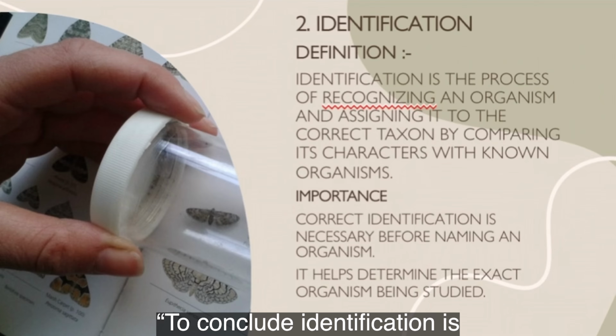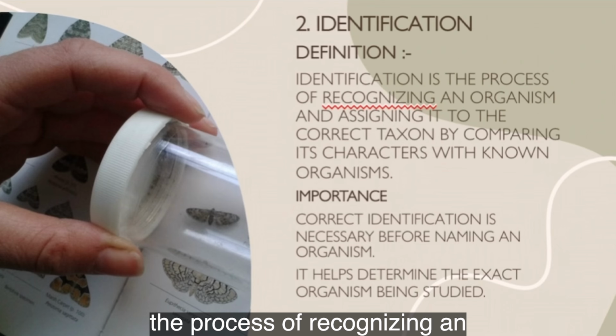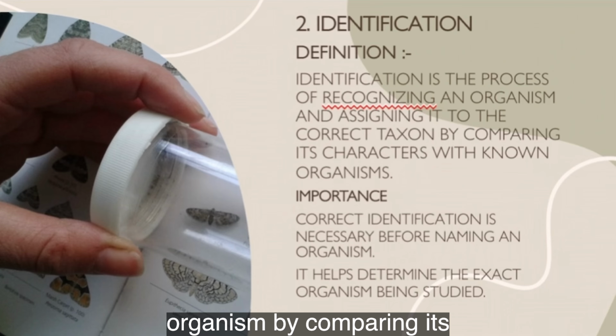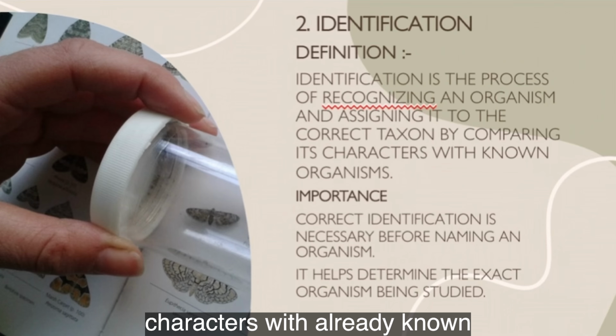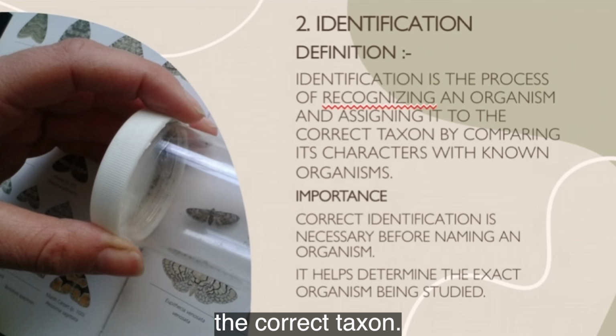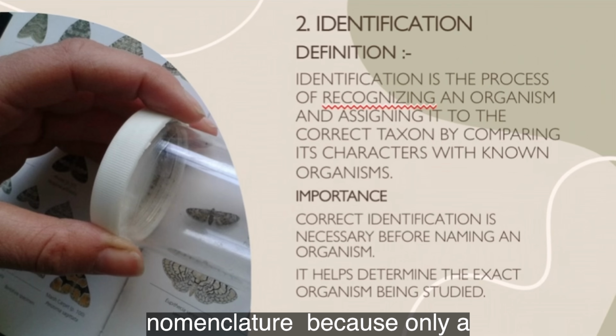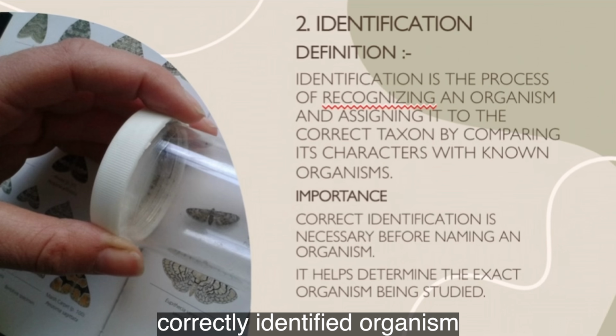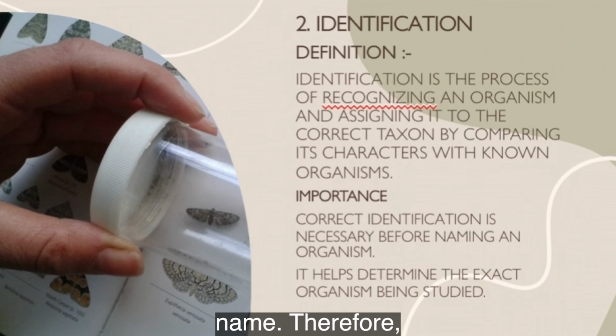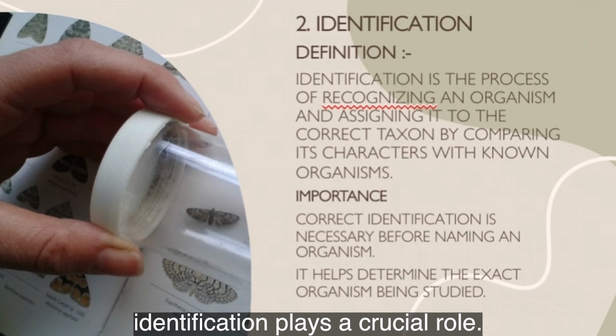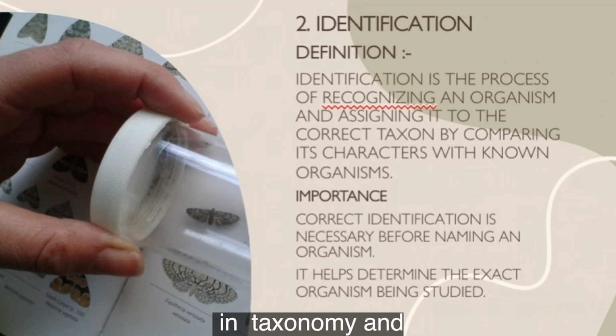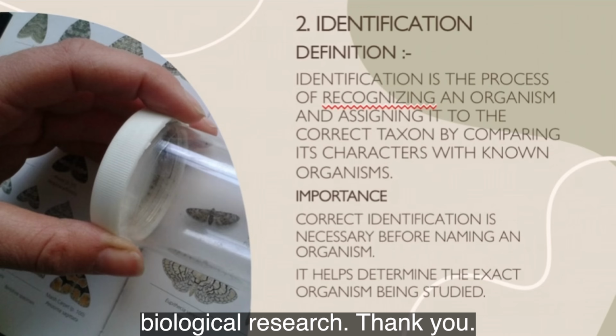To conclude, identification is the process of recognizing an organism by comparing its characters with already known organisms and placing it in the correct taxon. It is an essential step before nomenclature because only a correctly identified organism can be given a valid scientific name. Therefore, identification plays a crucial role in taxonomy and biological research.